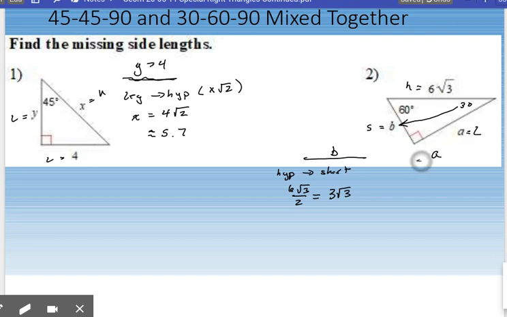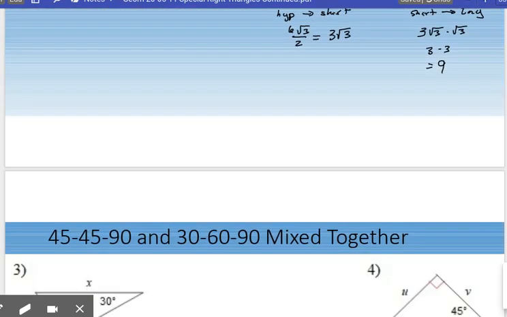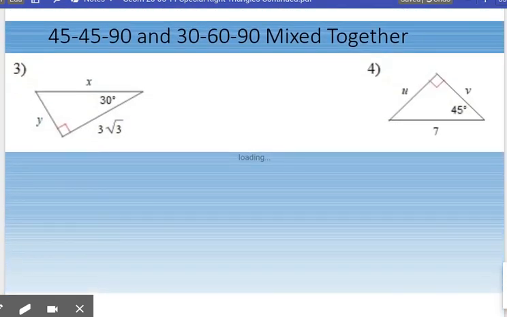Then I can get A. So I can get the long leg. I'm going short to long. And if I'm going short to long, I'm multiplying by the square root of 3. So 3 square root of 3 times square root of 3. Well, square root of 3 times square root of 3 is 3, and 3 times 3 is 9. Okay, so there's those 2. Go ahead and pause video and do 2 more of these.